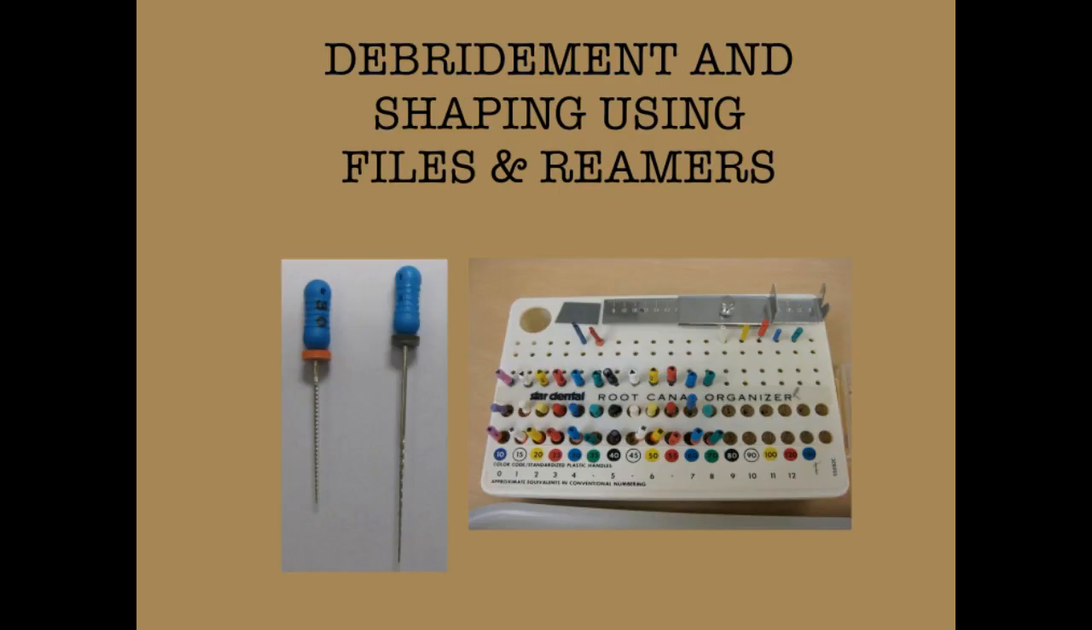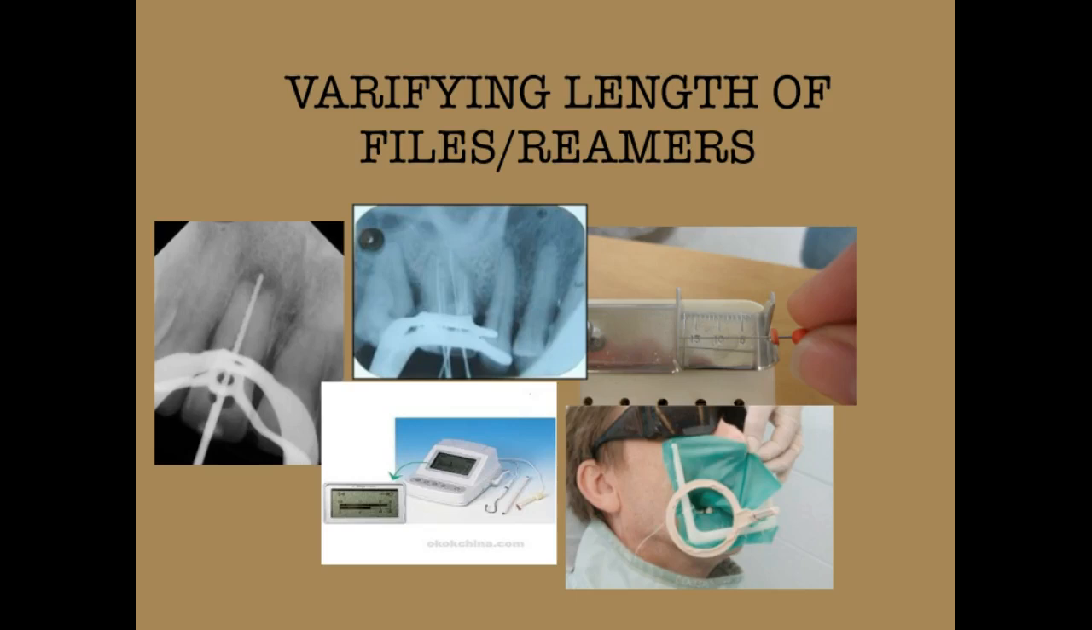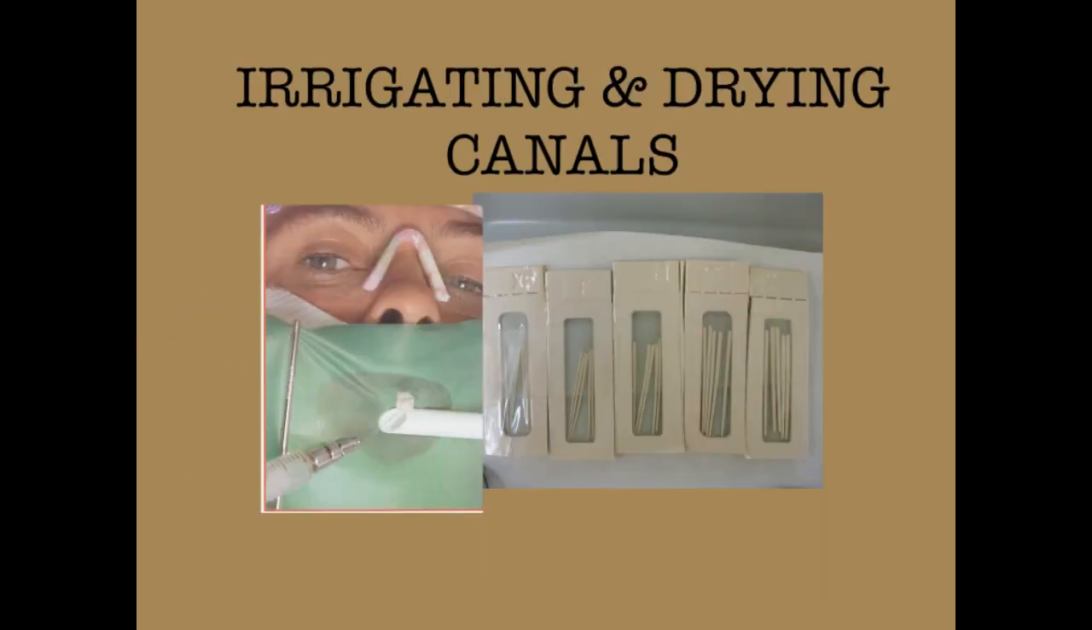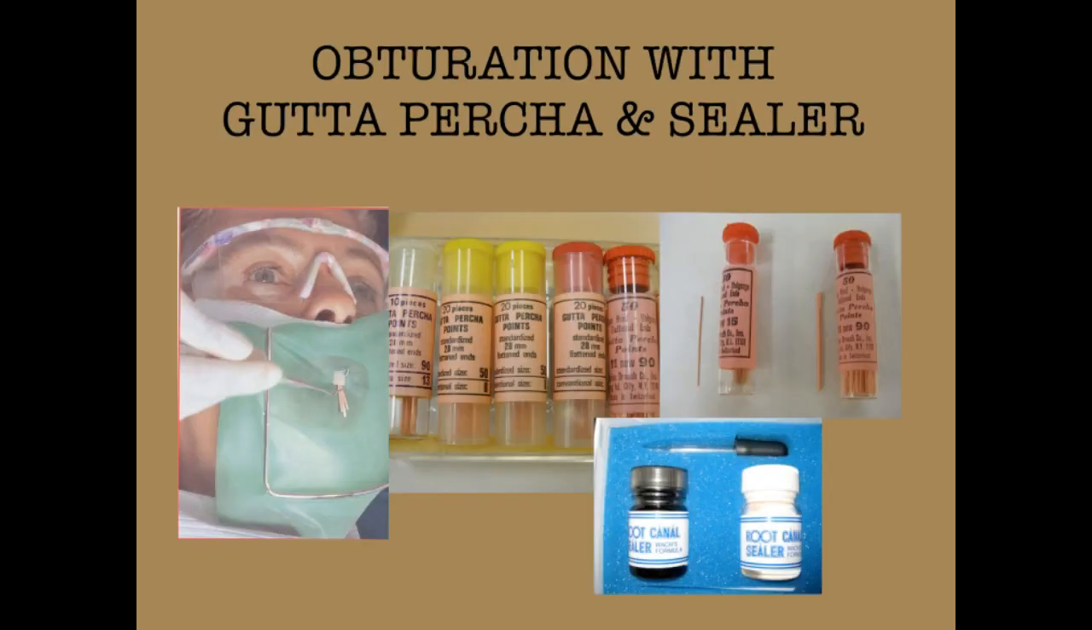They then continue debris removal and shaping using the files and reamers, and also want to make sure that the lengths are correct. Certainly it's been noted in the chart, but they may take additional working PAs to verify the length. Again, they would irrigate and dry the canals. Now, this would be the point that if it is in one appointment, then the next step would be obturation with gutta percha and sealer.